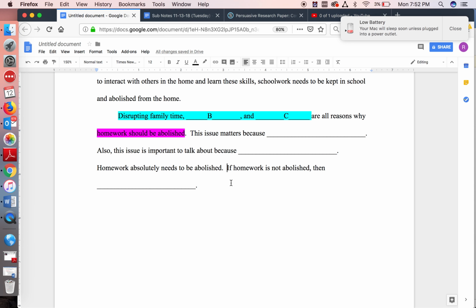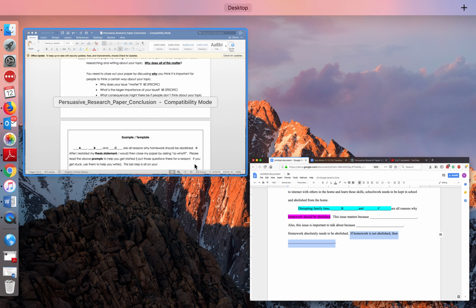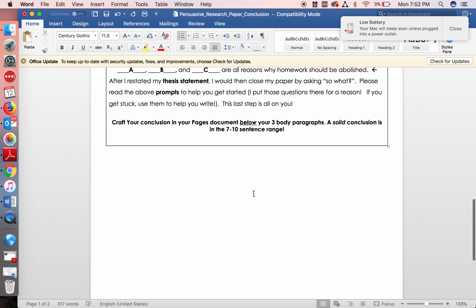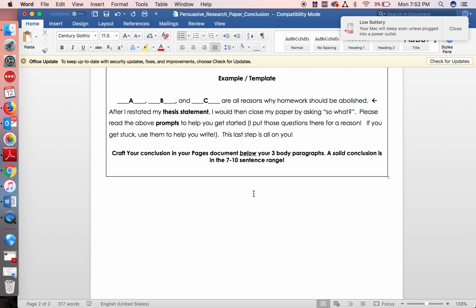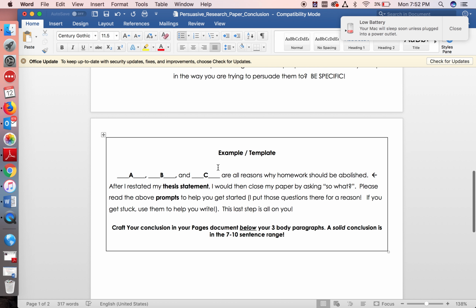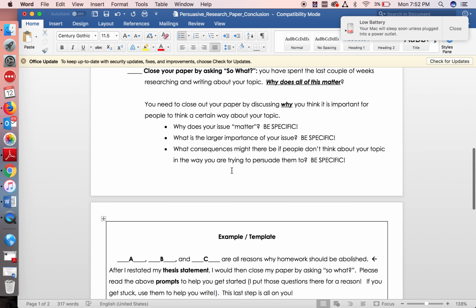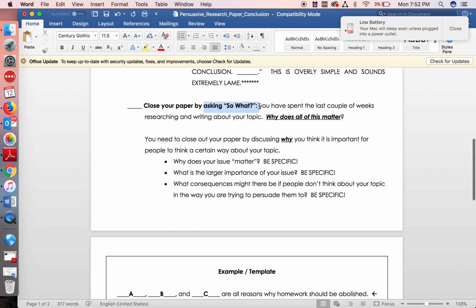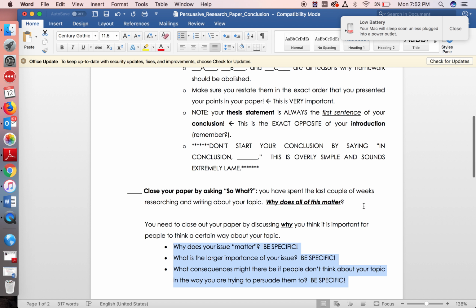What would be the consequences if people did not share your perspective by the end of this paper? Because remember, your end goal is to persuade them. And we are looking at about seven-ish sentences, seven to ten sentences, to really drive your point home. I have this template here for your convenience. And again, when in doubt, if you are stuck with this so what question, why does all of this matter, give a sentence or two to each one of these questions, and that should get you going.